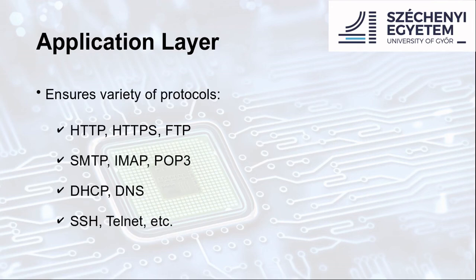The application layer is the highest layer in architecture, which enables a variety of protocols, such as HTTP or HTTP secured, FTP, and these are used for content transfer. SMTP, IMAP, and POP3 are used in messaging. DHCP and DNS are networking related protocols for IP utilization. SSH and Telnet are remote access protocols.